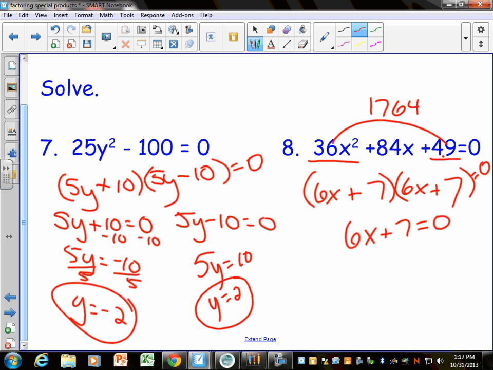So on this, what would I do first? Subtract 7 and then divide by 6. And a lot of times people stop because they're like, oh, it doesn't work out nice. That's it. That's your answer. Negative 7 over 6.